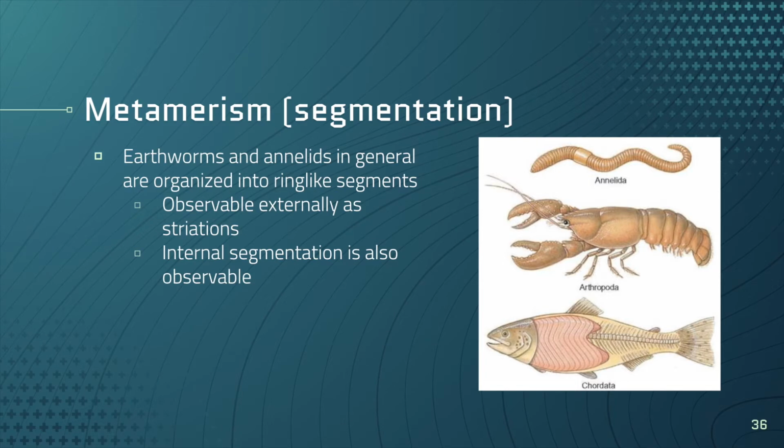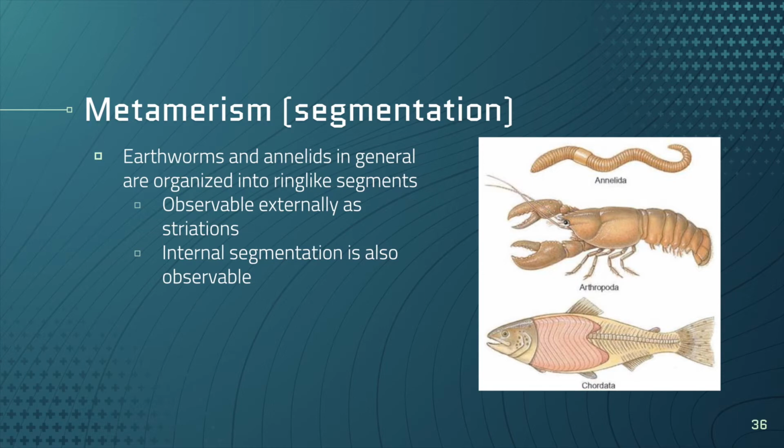The key new adaptation for annelids is the presence of metamerism, better known as segmentation. All annelids are organized into ring-like segments and can be observed as striations externally. Upon dissection, you can also observe internal segmentation, which in the case of annelids will be observed through divisions called septa. Also noted in the previous video, segmentation evolved at least 3 times in the animal kingdom.